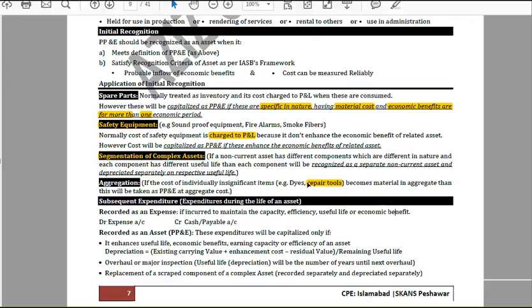So a toolkit is a kit of different small components for repairing purposes. If you have ever visited a mechanic, obviously he has a toolkit which includes different components for repairing cars or bikes and different assets. If we consider the value of each component of the toolkit, it will be immaterial and should be recorded as an expense. They are individually insignificant. But if we consider the value of the full toolkit, it becomes material in aggregate.